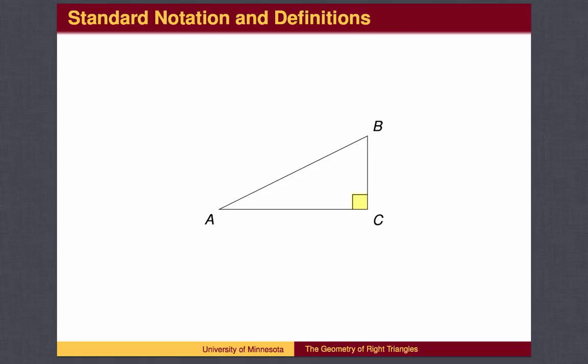We typically label the sides of the triangle with a lowercase letter corresponding to the angle which is across from it. For instance, the side connecting point A and point C is called side B. Sides A and B are called the legs, and side C is called the hypotenuse.